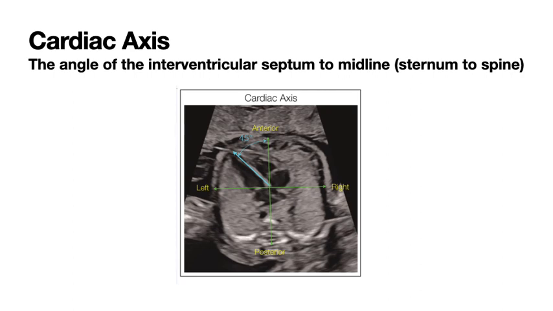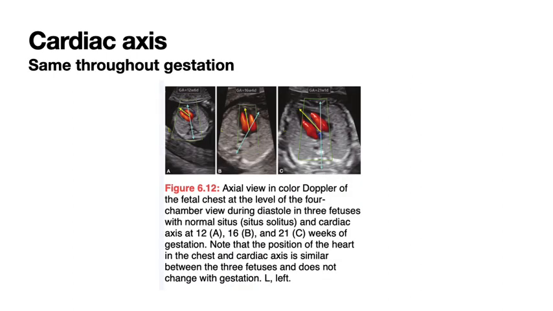All right, now cardiac axis is a different thing than cardiac position. What you do is you take the interventricular septum and compare it to midline, midline being sternum to spine. Now keep in mind that the cardiac axis is the same throughout gestation. It's 45 degrees, ideally, plus or minus 20. So basically 25 to 65 is considered normal.